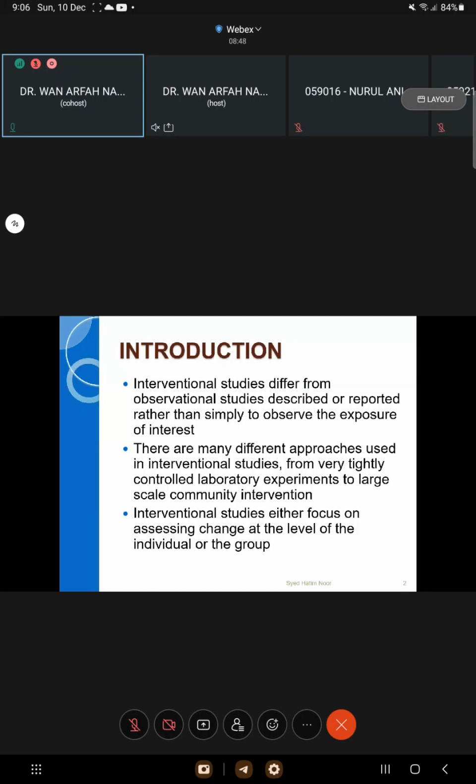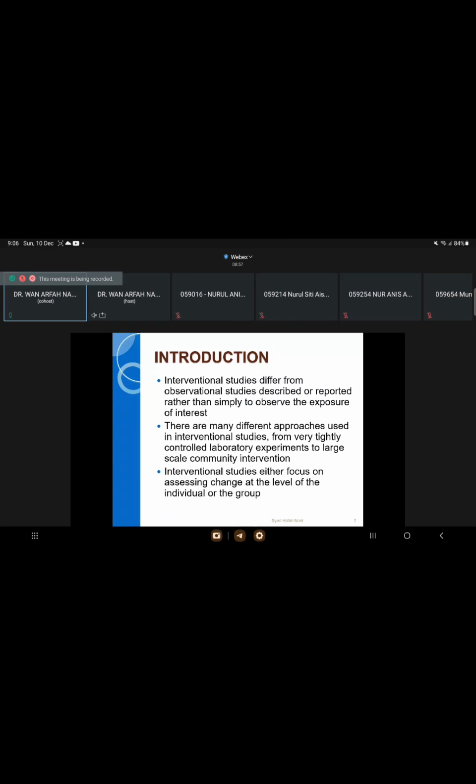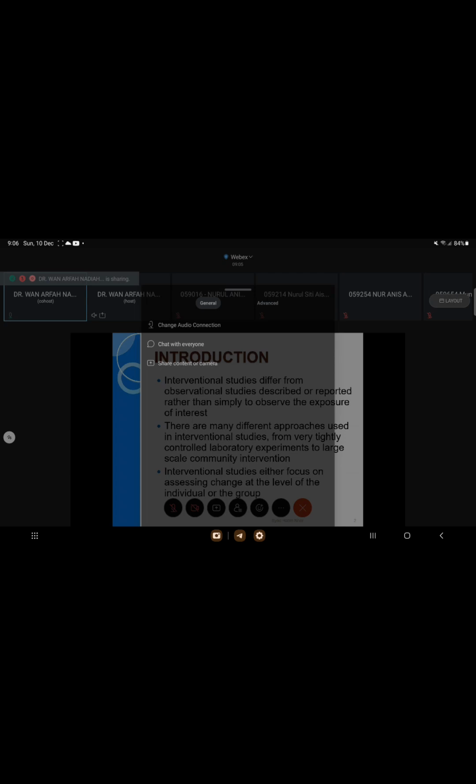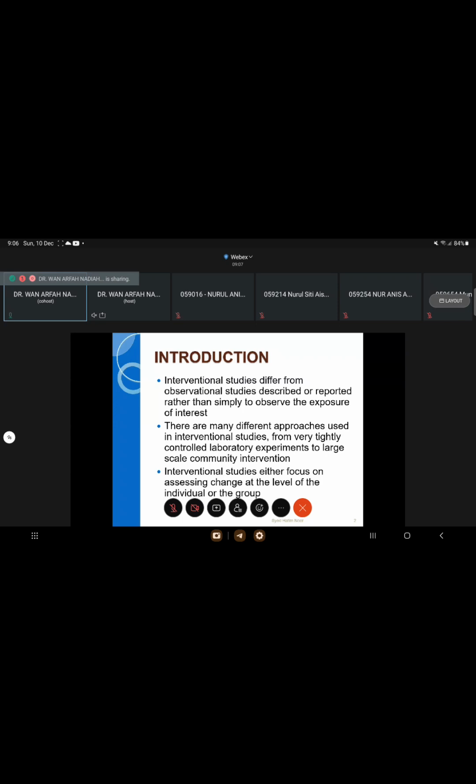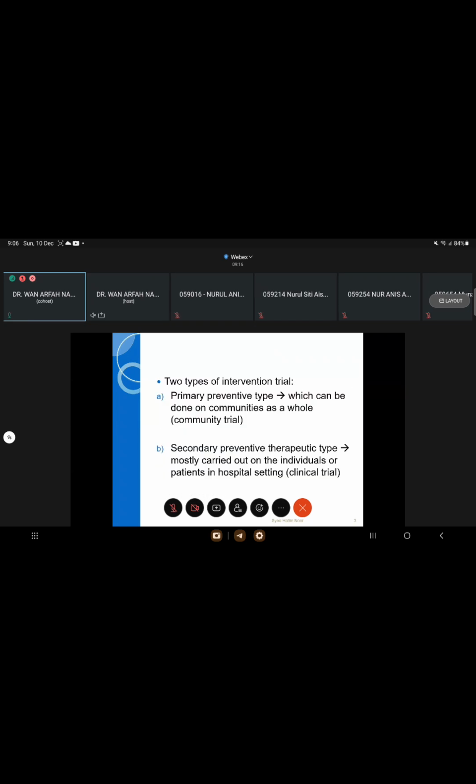Big group, all right, is a community-based intervention. The clinical trial is quite strict, for example, a drug trial. So it is a clinical trial. Interventional studies either focus on assessing change at the level of the individual or the group. Clinical trial, basically, we talk on the individual basis. For the community trial, it is group-based. Okay. So there are two types of intervention trial.